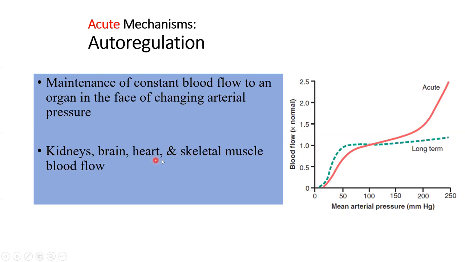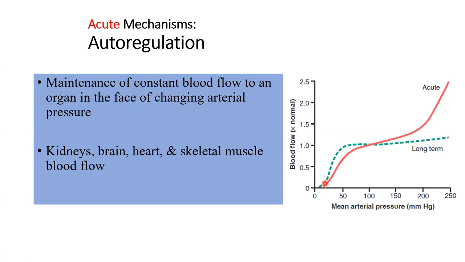Kidneys, brain, heart, skeletal muscle, they all exhibit autoregulation, especially the kidneys and the brain. The heart as well, yes. Okay. Look at the green dotted line now. It shows you the same autoregulation phenomena, but it's much more accurate, efficient, on the dot.